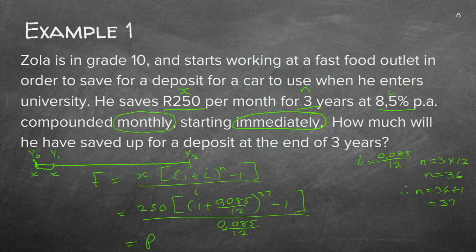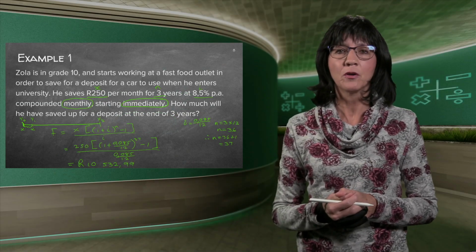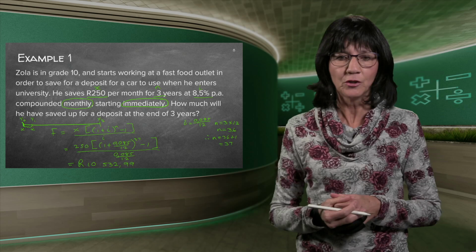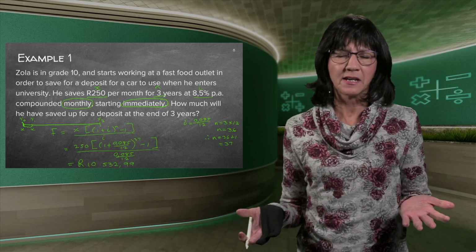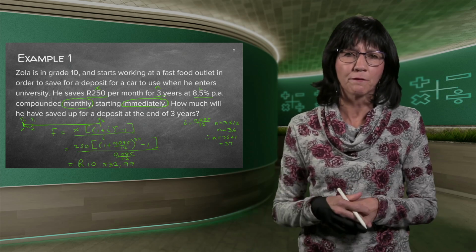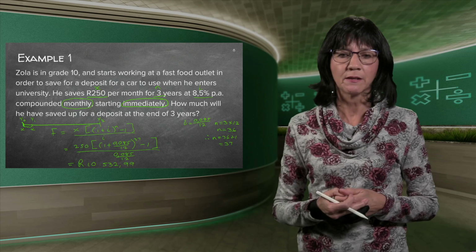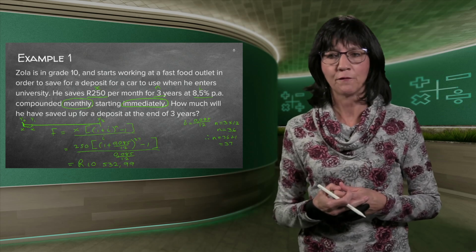And if you click all of this on your calculator, you're going to get the amount of 10,532.99. Now, in a real life situation, you'll just round it up to 10,533. But this is now the technical part, so I need to use the proper rounding off for my cents. Good. And let's see if it makes sense. If you only save 250 Rand a month, only for 3 years, it's very possible to get 10,500 Rand after your 3 years.